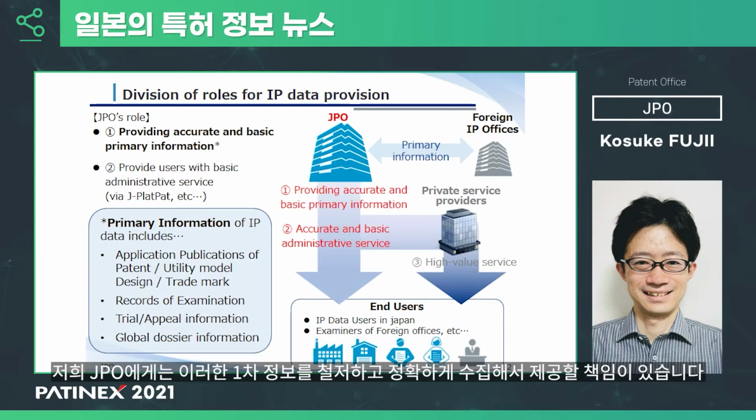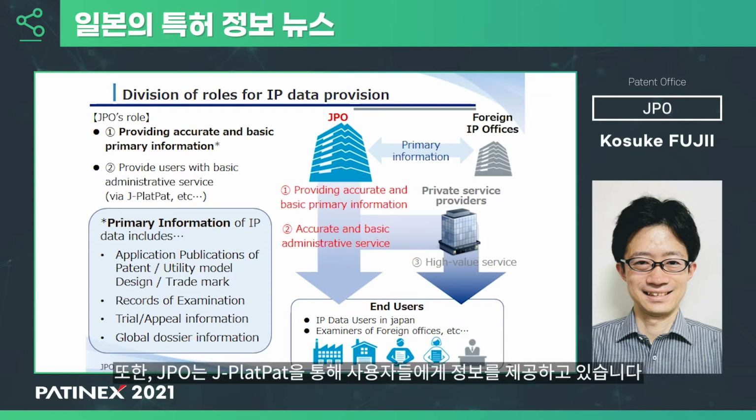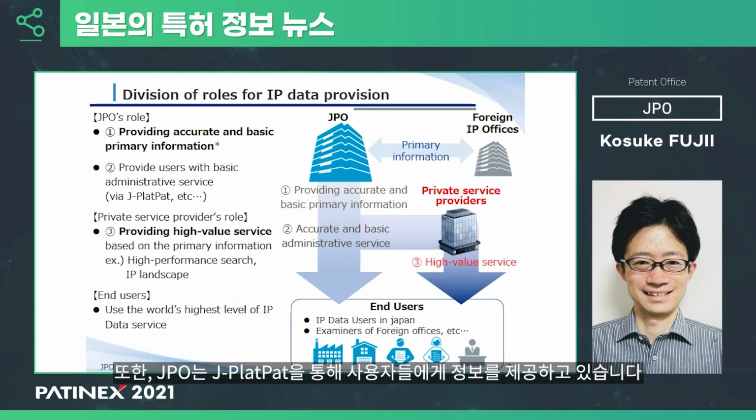The JPO is responsible for collecting and providing primary information comprehensively and accurately. And then, the JPO provides users information via Jplot. The other high-value service relies on the private service providers.